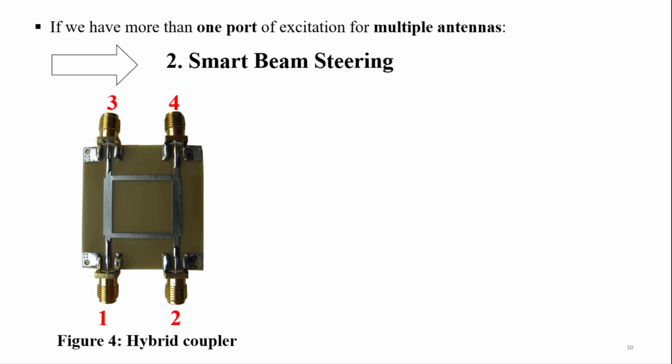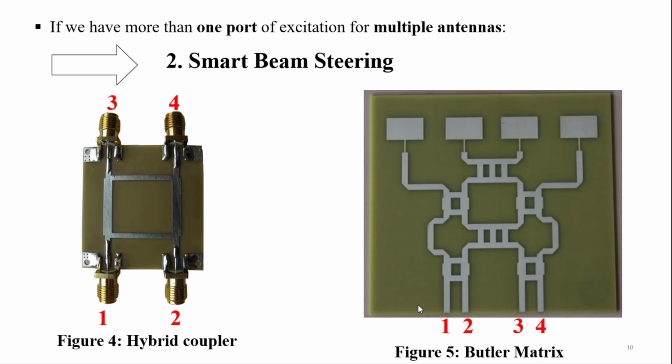Okay, so for example here, figure 4 represents a hybrid coupler with two input ports and two output ports. Figure 5 represents a Butler matrix. Here we have 4 input ports and 4 output ports. These outputs are connected to 4 patch antenna elements. So here we talk about smart beam steering because we have more than one pulse of excitation used to power more than one antenna.